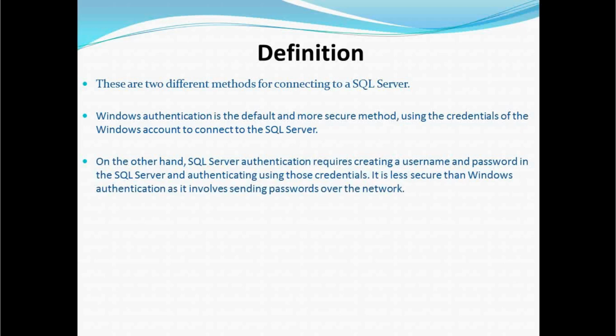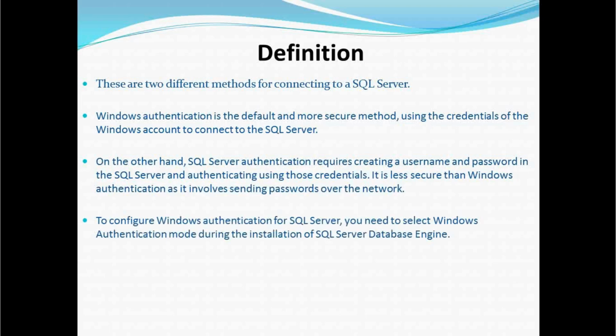In SQL Server authentication, we simply create a username and password, and we pass these credentials to access the database. And in Windows authentication, it simply uses your Windows login credentials to authenticate the user to access the database. To configure Windows authentication for SQL Server, you need to select the Windows authentication mode during the installation of the SQL Server database engine. It means when you install SQL Server on the server, during that you can select the Windows authentication mode to access SQL Server.